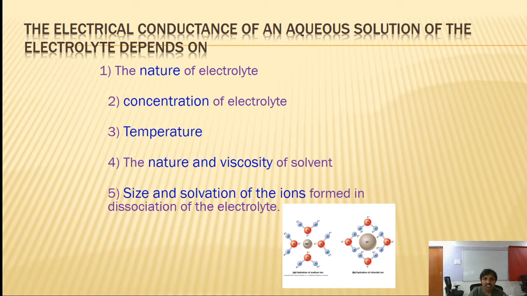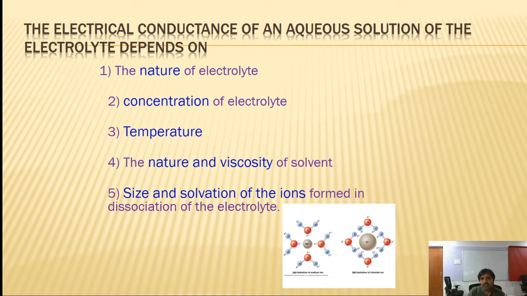The first factor is the nature of the electrolyte. Nature of the electrolyte means what type of substance, the solute, is dissolved in the solution. If we take ionic substances as the solute in a polar solvent, then the electrolytic solution that is formed will conduct electricity to a greater extent.